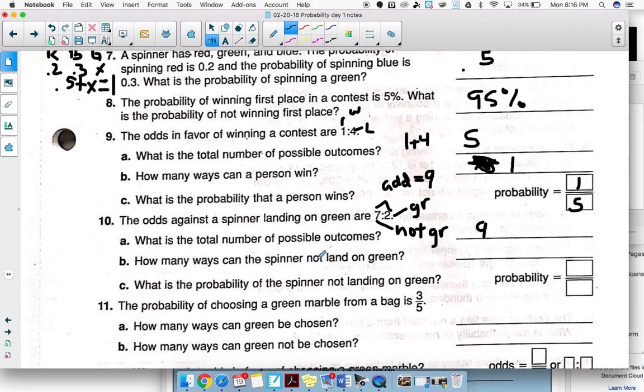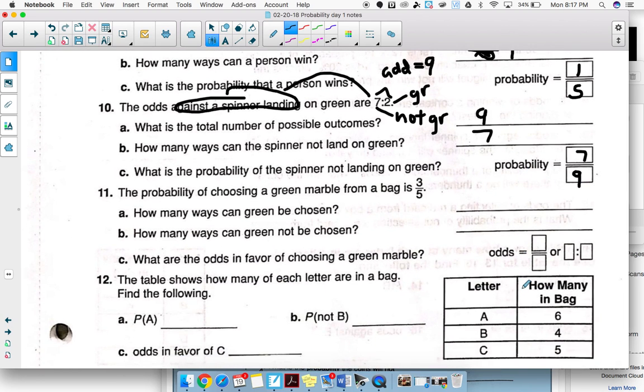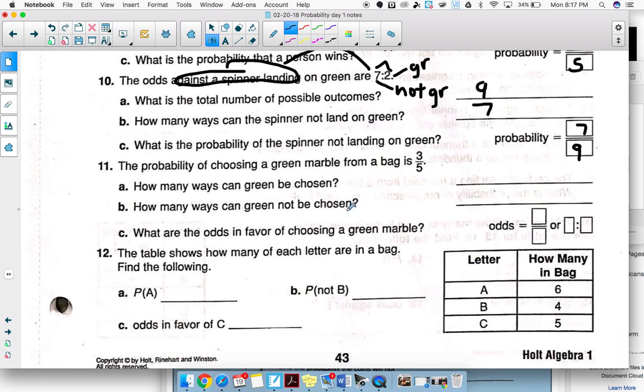How many ways can the spinner not land on green? Well, whatever they said here, that describes the very first number. Odds always are described by that first number. So there are 7 ways to not land on green, which means the probability would be 7 out of 9.